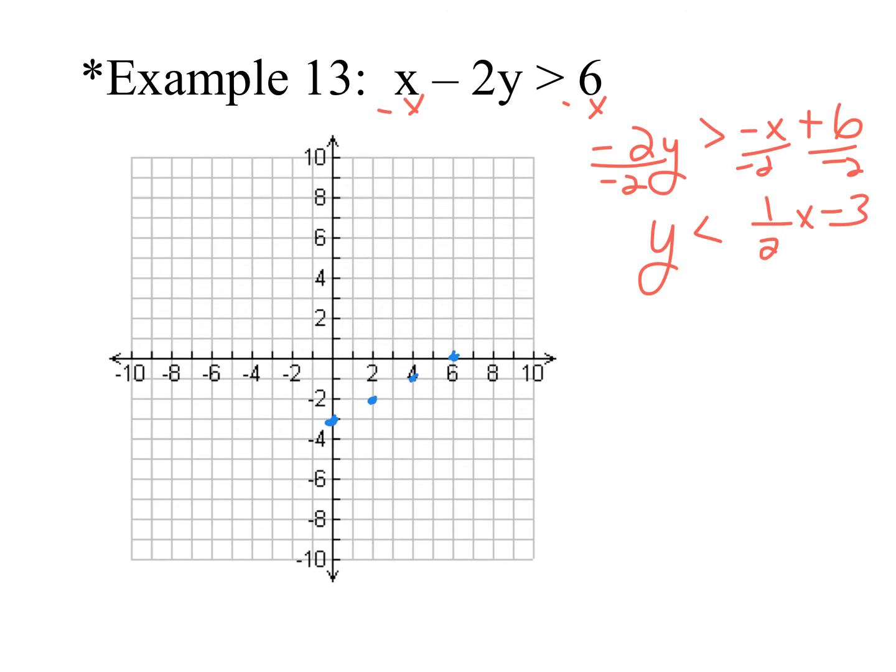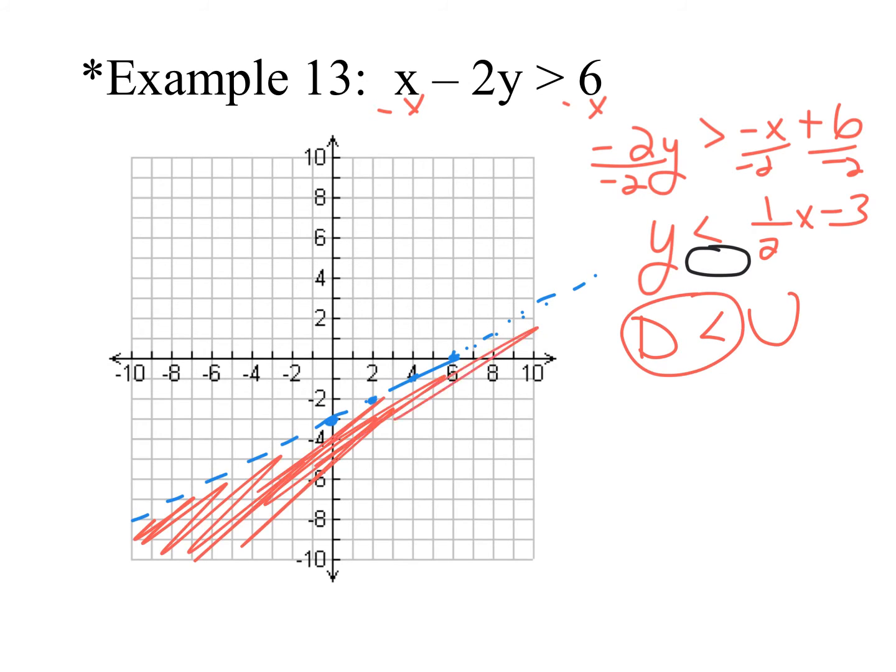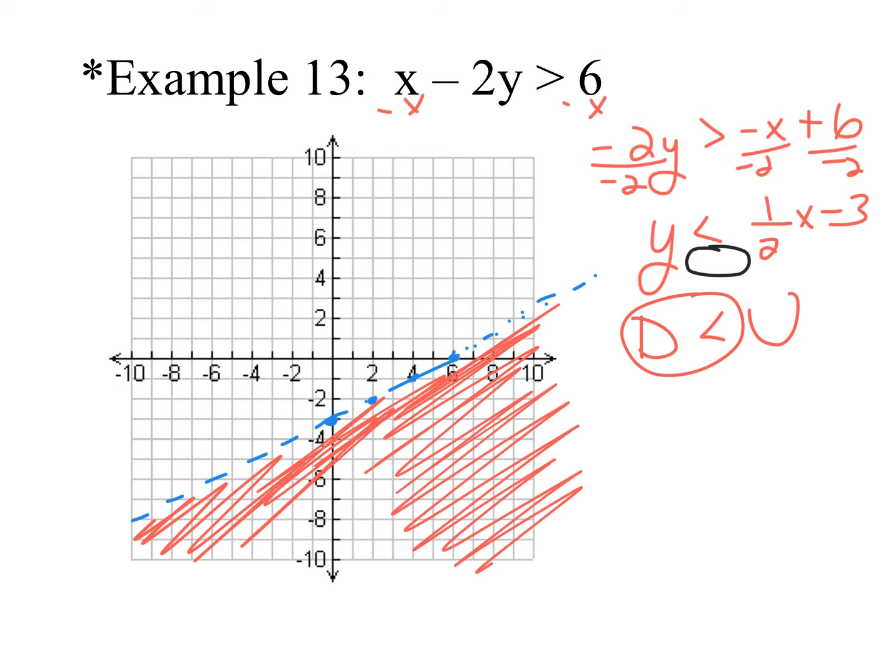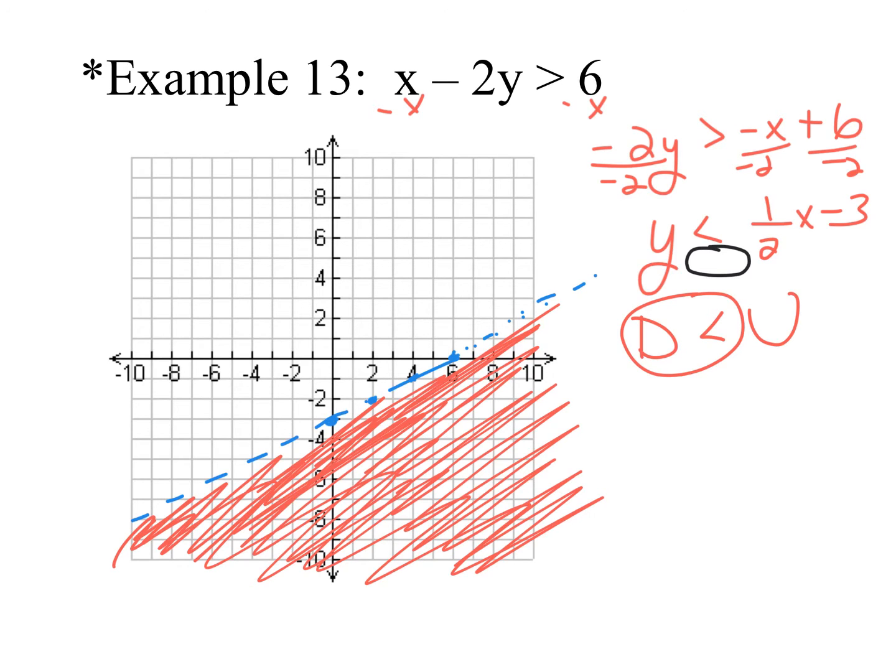Okay, now let's take a look. Dot or solid. Well, I don't see a solid line there, so dotted. It's going to be a dotted line. Make a better dotted line. Now, based on the inequality, I'm going to head down. So this side of the line is where we shade. That's simple. Okay.